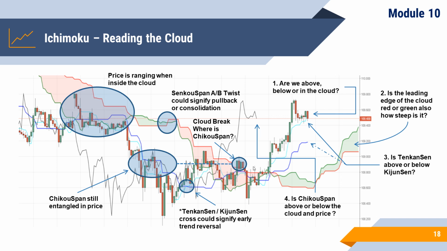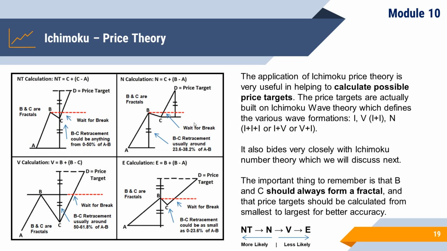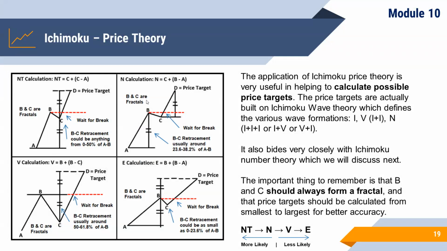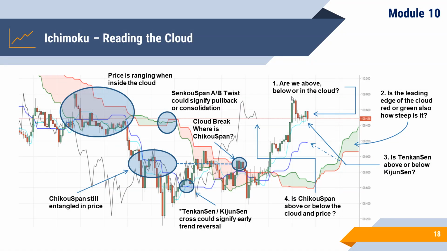I'd actually like to jump to some examples in the chart. I'll just briefly show you guys. This does form part of my course, and I explain this in much detail, and also give you some practical examples on a chart of how to use Ichimoku price theory to help you calculate price targets. And then I also look at Ichimoku number theory. You guys are welcome to pause the slides and have a look, but if you want more information about these extensions to the Ichimoku theory, I suggest checking out our website. Okay guys, let's have a look at some practical examples.